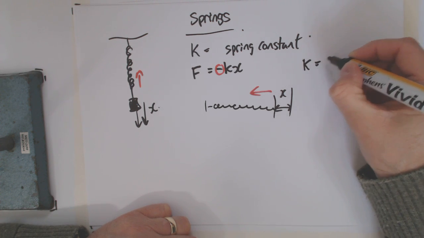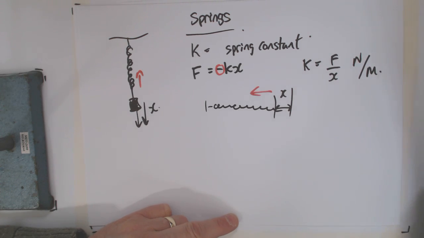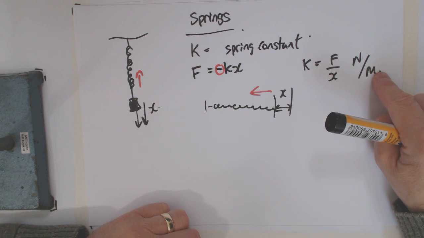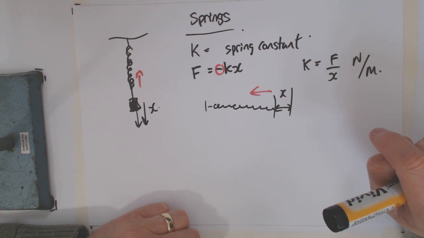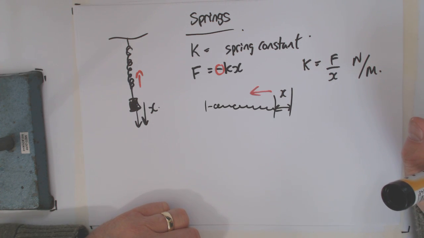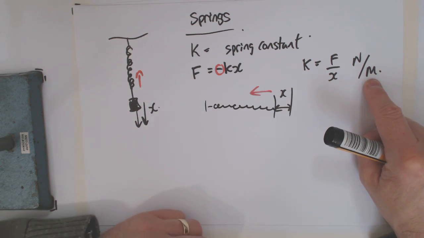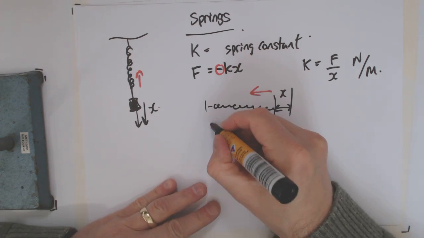So K equals F over x. So K is newtons per meter, right? So to stretch it 1 meter, if you need a bigger force, then you've got a bigger K. So you stretch it less. So this brings in some interesting things. If you halve the length of your spring, for the same force, it's only going to stretch half as far. So the K is actually going to change. The K does depend on the length.